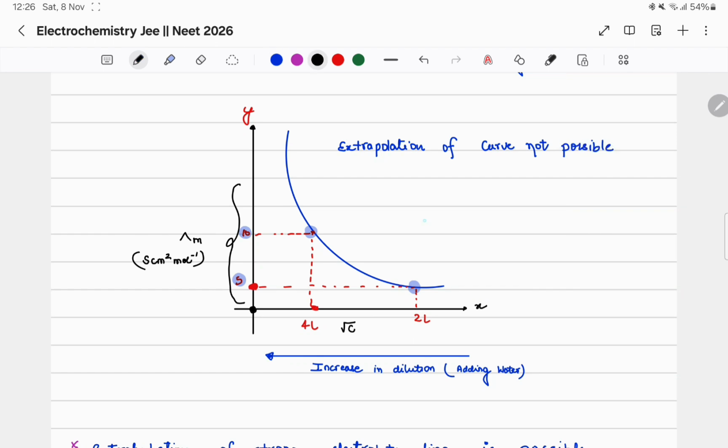Now question is, this is for which electrolyte? This is definitely for which electrolyte? Weak electrolyte. So one weak electrolyte is the acetic acid. So this is the basic difference between weak electrolyte and strong electrolyte. Weak electrolyte के case में extrapolation possible नहीं है, not possible, and in the case of strong it is possible.